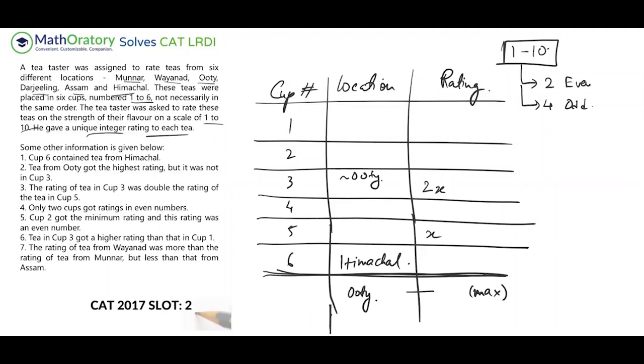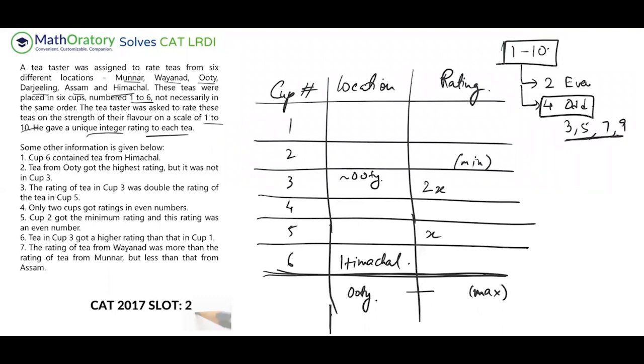So fifth, cup 2 got the minimum rating and his rating was an even number. Okay, so this is the minimum as well as an even number. Now, this automatically tells me one important thing. If the minimum is an even number, we cannot pick 1 as a rating, right? And do you notice there are 4 odd ratings? In the range of 1 to 10, there are 5 odd and 5 even, right? So as soon as I know that 1 cannot be picked because this has to be an even number, it automatically means that the 4 odd ones we pick are 3, 5, 7, and 9.